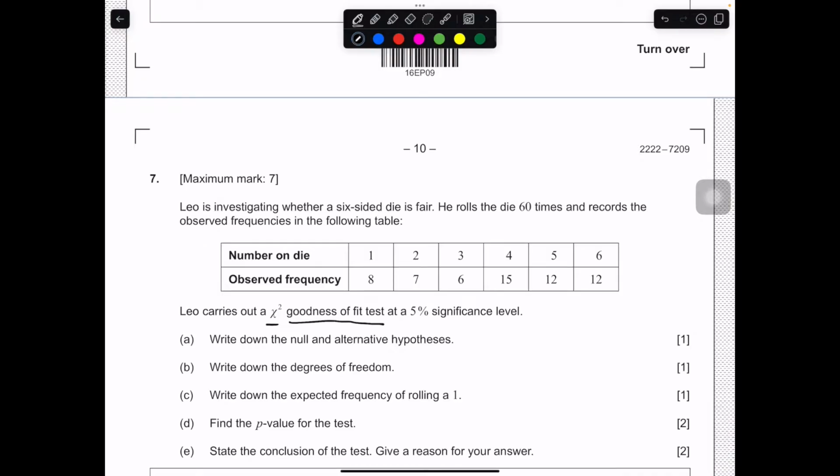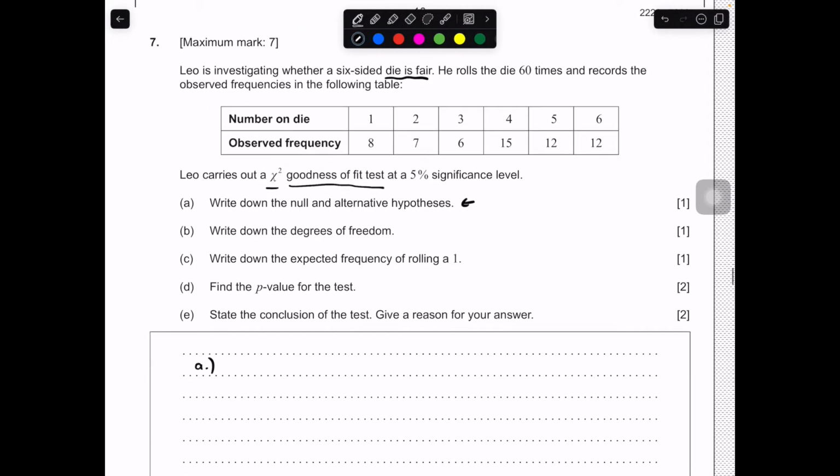So oftentimes they'll have questions where it says, Joni is seeing whether such and such a situation maps onto a normal distribution, where we have some kind of bell curve. In this case, they're wondering whether the die is fair. And that's the question, or the initial hypothesis, that Leo is trying to find out.